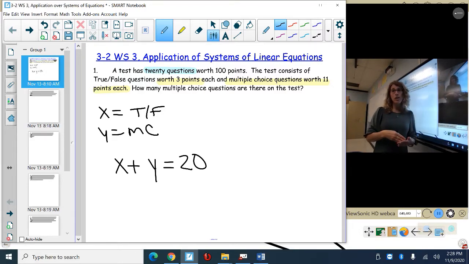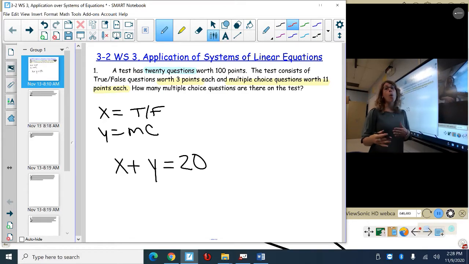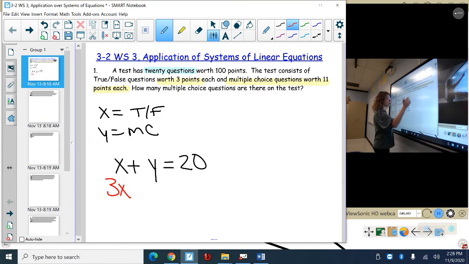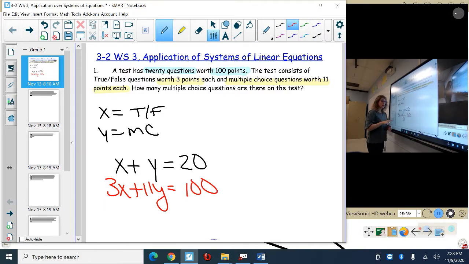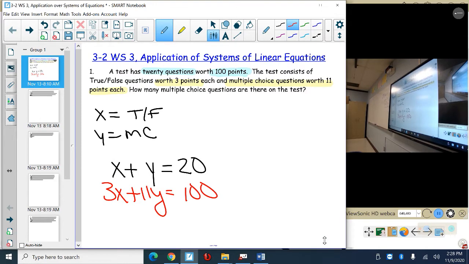Well, the second equation is now going to be talking about our points. So how much is a true and false question worth? Well, a true and false question is worth 3 points each, and a multiple choice question is worth 11 points each. And how many total points is this test worth? 100 points. So now you have your two equations with your two unknowns, and now you guys can go ahead and solve this and come up with the answer yourselves. Okay, let's keep on going here.